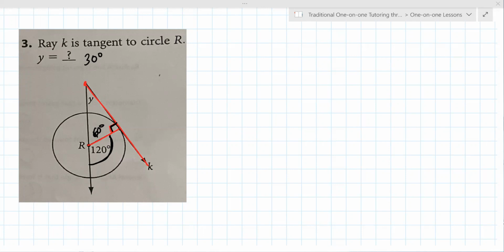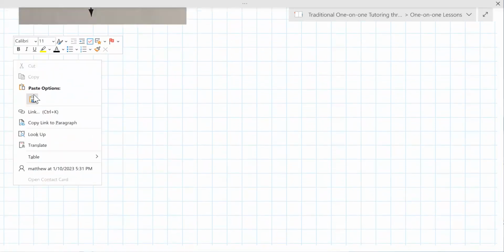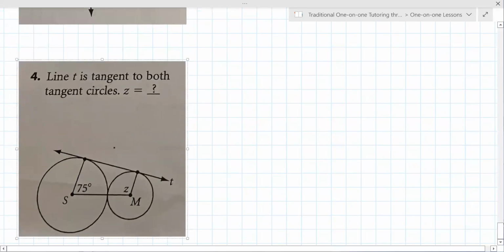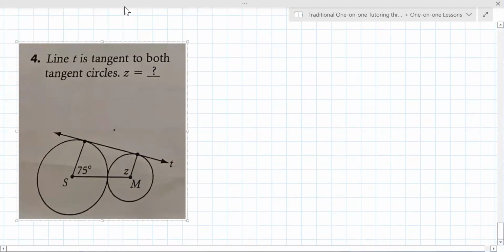Okay, so on number 4. Yeah, number four would be good. All right, let me get that snipped in. Okay, so it says line T is tangent to both circles. So this is very similar to what we just did. A tangent to a radius produces what kind of angle? 90 degrees. And then over here, that would also be 90 degrees.